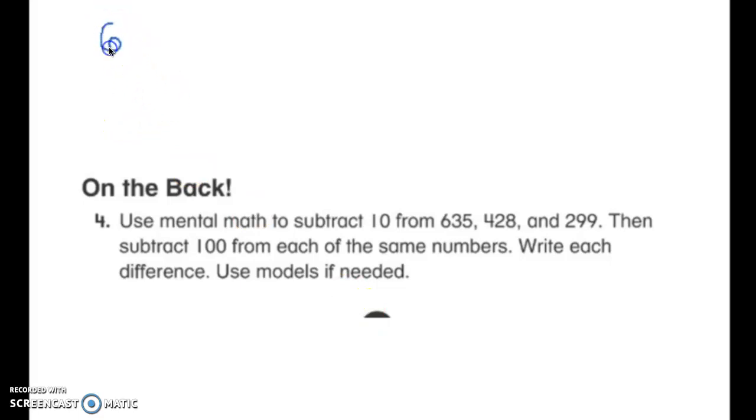We have 635, and they want us to take away 10 from that. Then they want us to do 428. Take away 10 from that. I'm going to finish writing these.